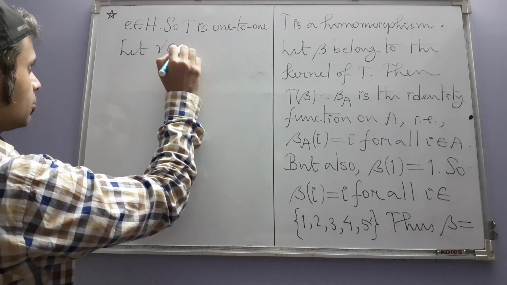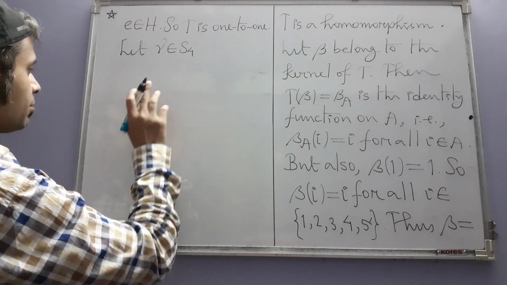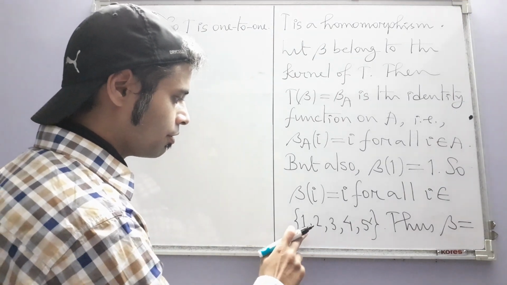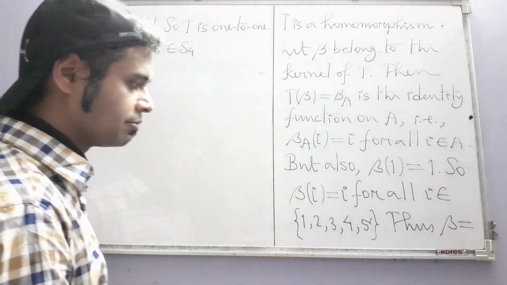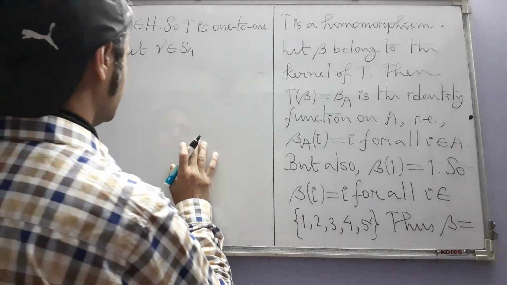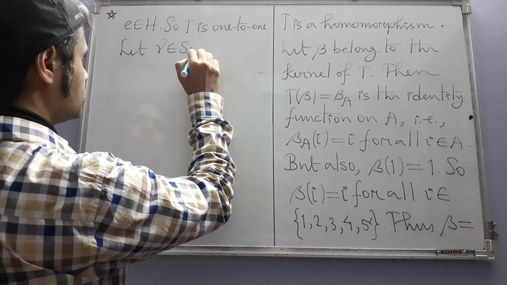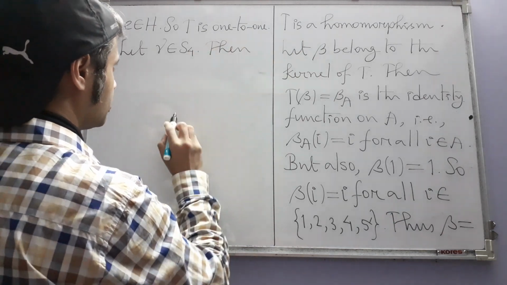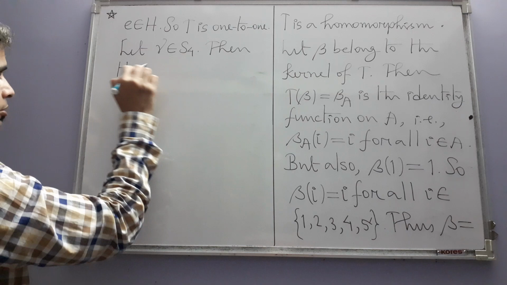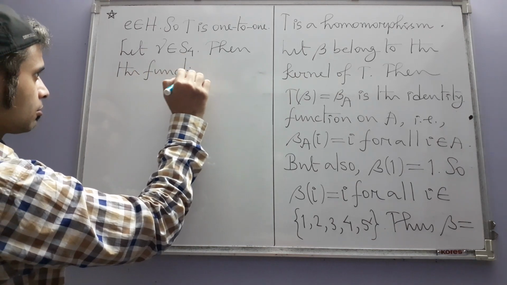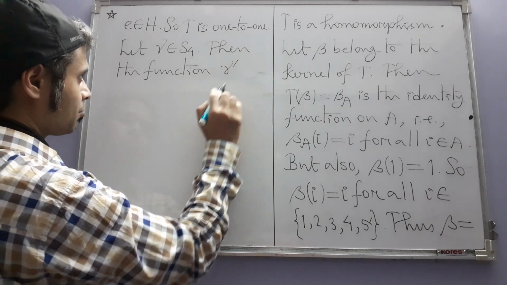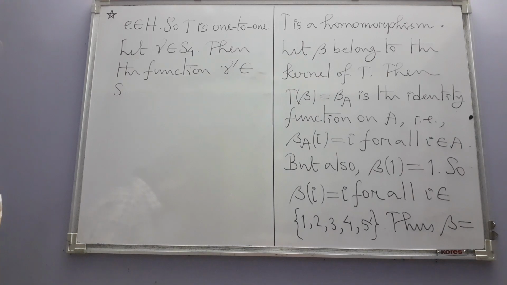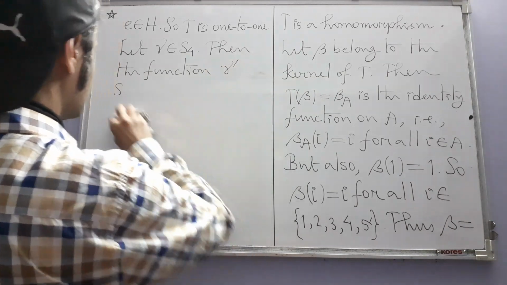Let gamma belong to S4, and keep in mind that now our S4 consists of those permutations that act not on 1, 2, 3, 4 but 2, 3, 4, 5. We have already seen that it's the same thing. Then the function gamma prime belonging to S, we cannot just simply write that it belongs to S5.